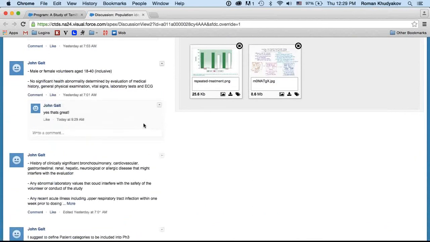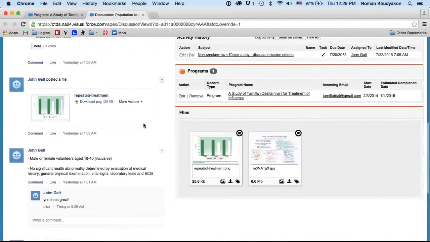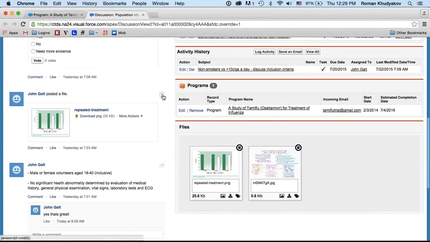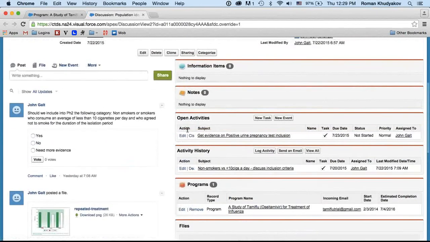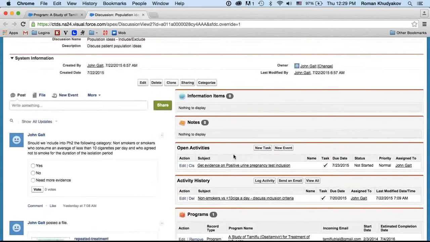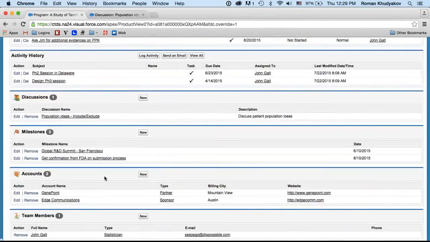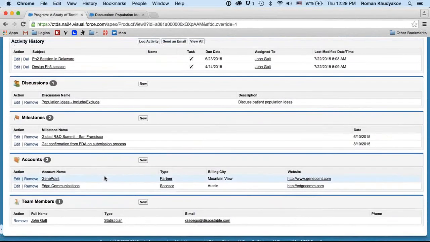I can make some comments for that, and on the right side I can see all the files that are related to this particular discussion, and also all our activities. So within this discussion we still need to get some evidence, and we have already discussed inclusion of a certain population category into our phase 2 study. Going back. Also, on the timeline, you can track the milestones.